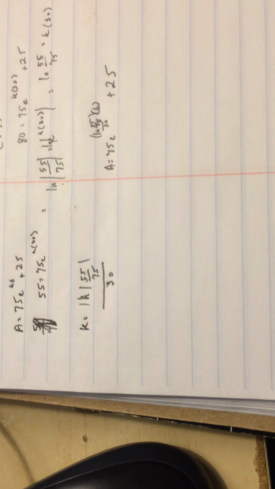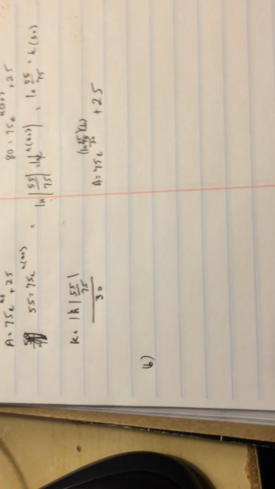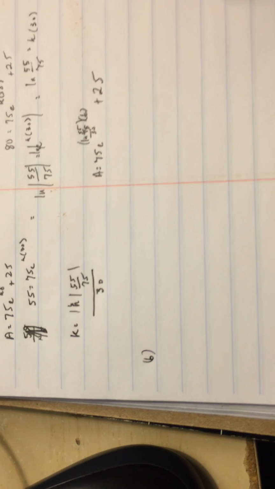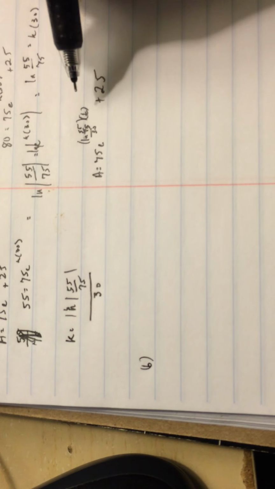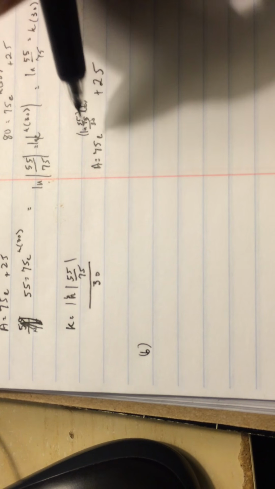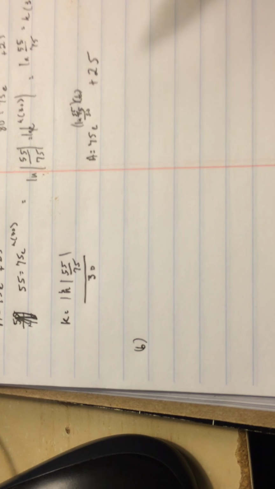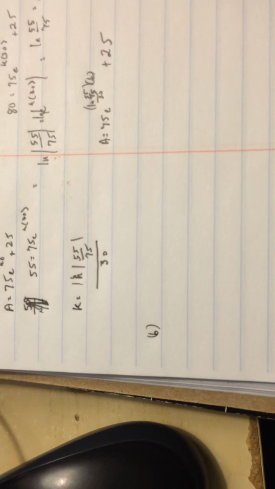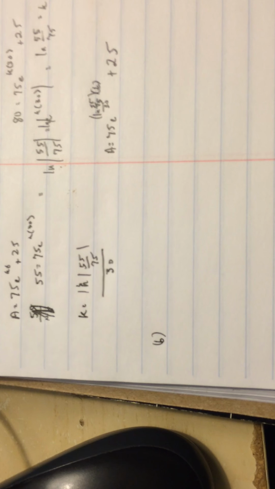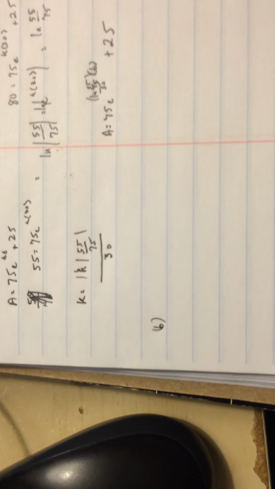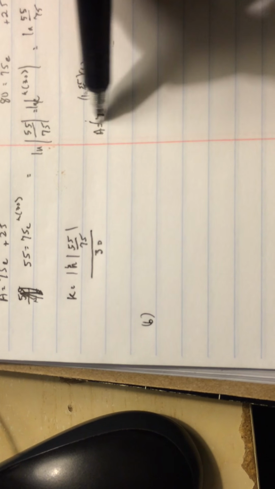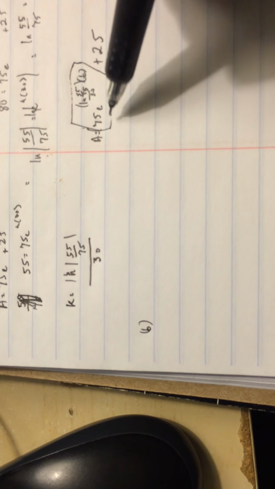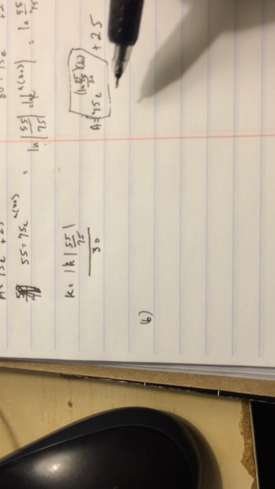Now we're going to do part B. Part B asks how long will it take for the kettle to reach room temperature. We have to keep in mind that as time passes, t will only get larger, and since t will only increase, the 75 times e to the ln of 55 over 75, over 30, times t term will only get smaller in magnitude but never vanish. We also know that room temperature is 25. So A can never equal 25.